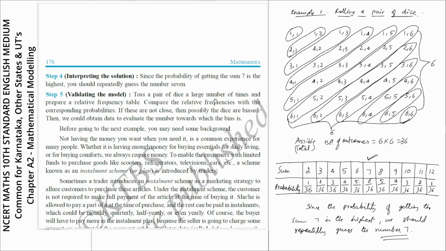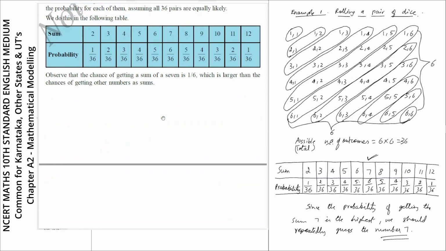Toss a pair of dice a large number of times and prepare a relative frequency table. Compare the relative frequencies with the corresponding probabilities. If these are not close, then possibly the dice are biased. Then we could obtain data to evaluate the number towards which the bias is. So what it means is, if we do this experiment many number of times, then probabilities of the sum should be close to these values. If the probabilities of the sums are not close to these values, then the dice may be biased. Okay.